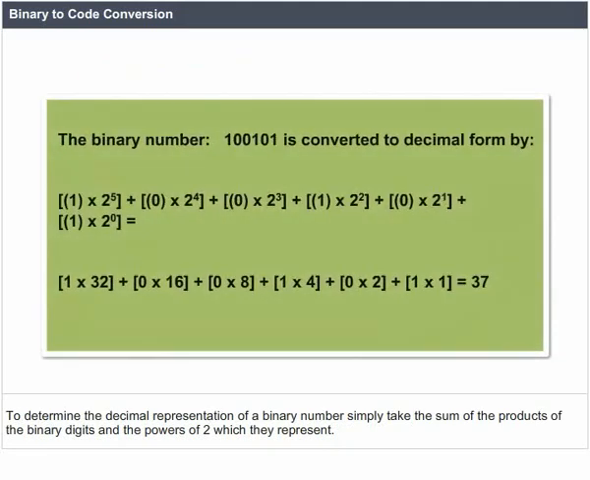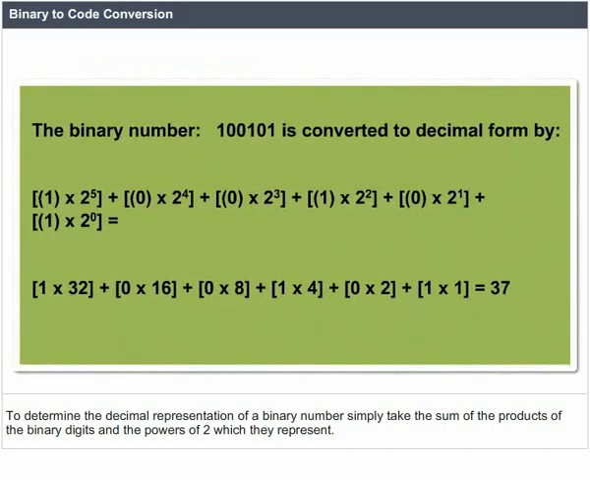For example, the binary number 100101 is converted to decimal form by 1 multiplied by 2 to the power 5 plus 0 multiplied by 2 to the power 4 plus 0 multiplied by 2 to the power 3 plus 1 multiplied by 2 to the power 2 plus 0 multiplied by 2 to the power 1 plus 1 multiplied by 2 to the power 0, which equals 1 multiplied by 32 plus 0 multiplied by 16 plus 0 multiplied by 8 plus 1 multiplied by 4 plus 0 multiplied by 2 plus 1 multiplied by 1, which equals 37.